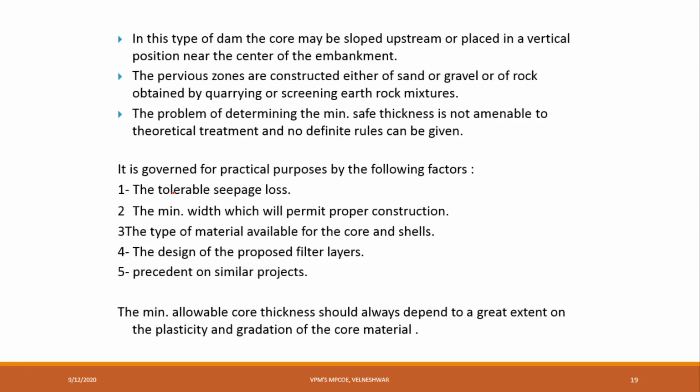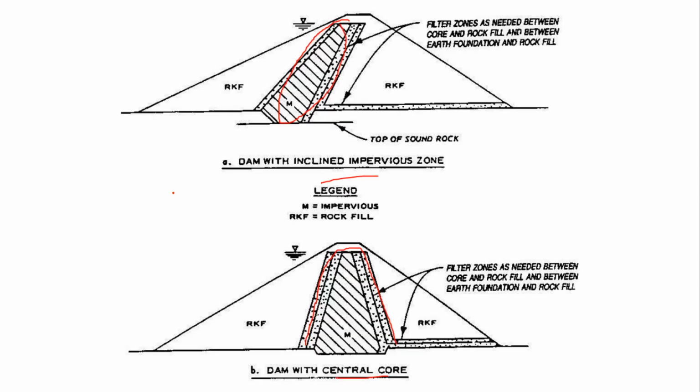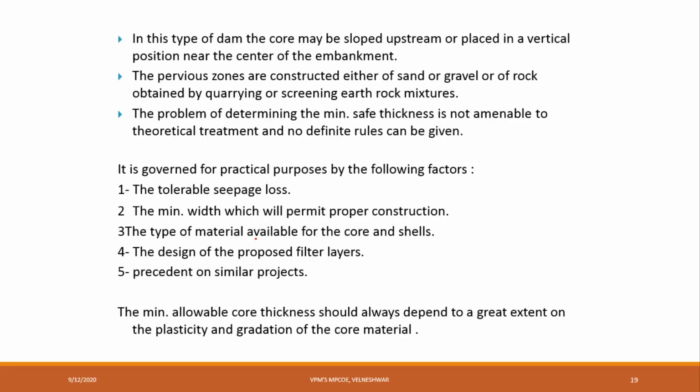Again, these are all the same here. Generally, here the core, for suppose, in one area we are providing a slope and in another area somehow a right angle triangle. If both are present, the slope will be somehow more, like this. Next, the pervious zones are constructed of either sand, gravel, or rock.